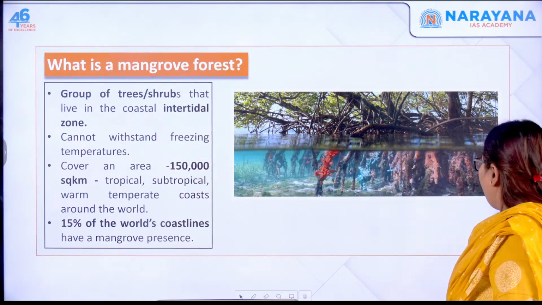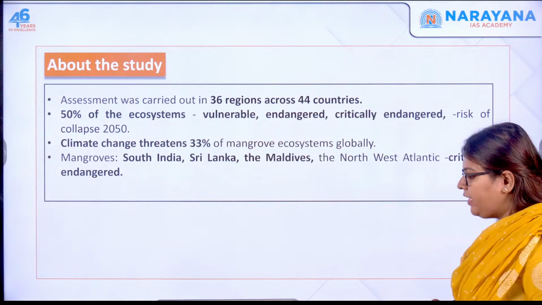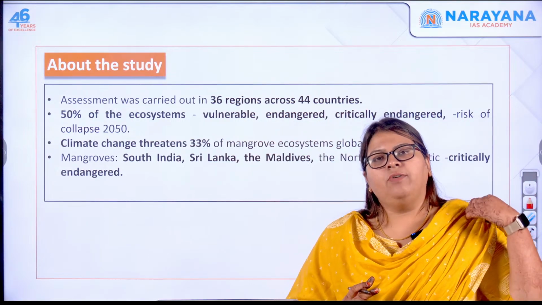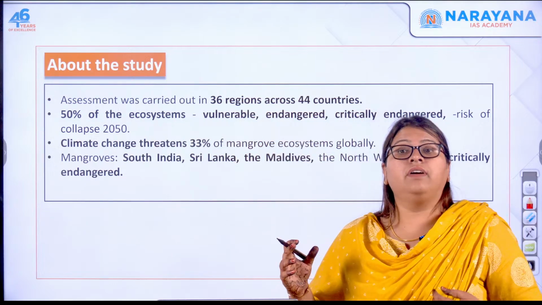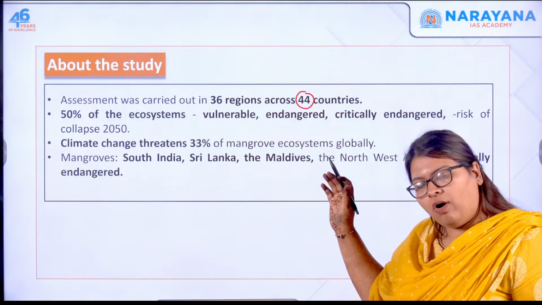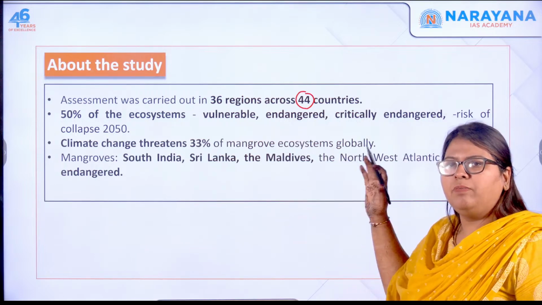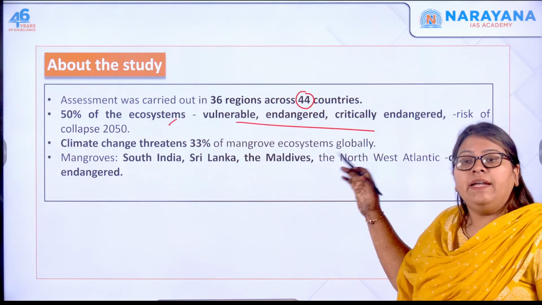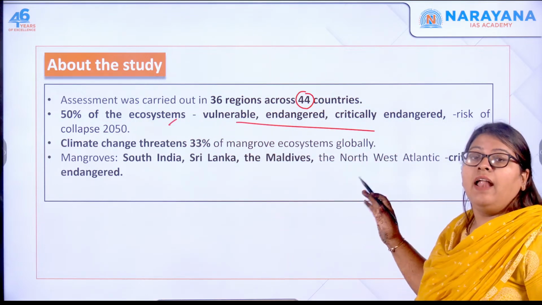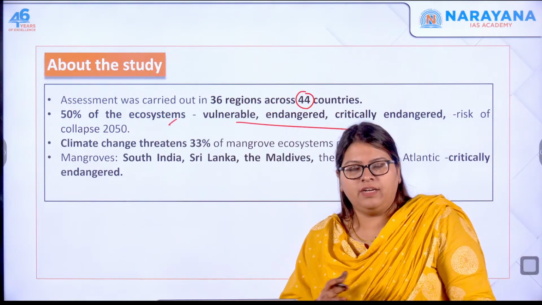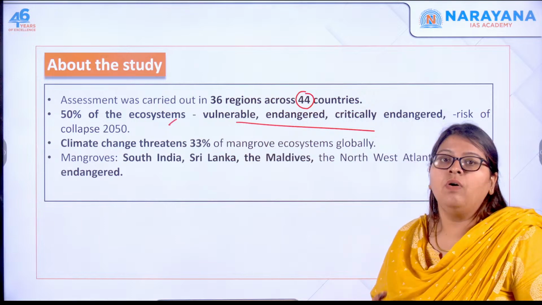Now, moving forward, let us see what has the IUCN study actually said. The assessment was carried out around in 36 regions across 44 countries, and they all cumulatively said that 50% of this particular mangrove ecosystem are vulnerable. They are endangered, they are critically endangered, and they are at risk of collapse by the year 2050. That is another 2.5 decades, it's all going to collapse.